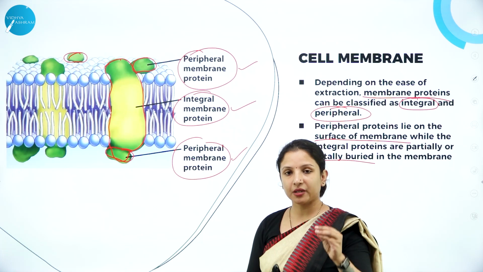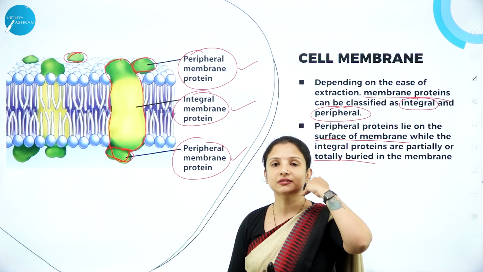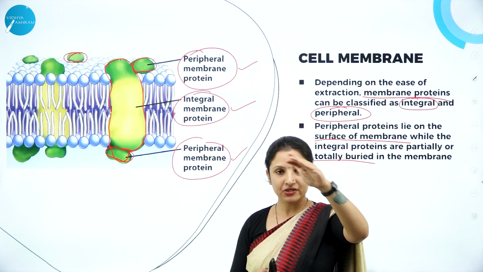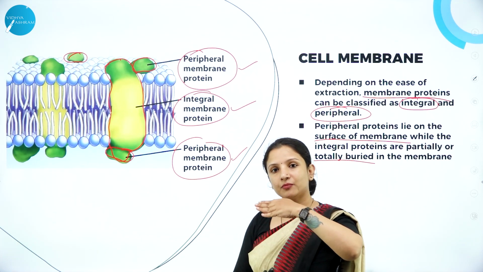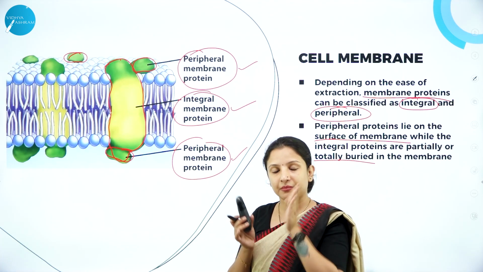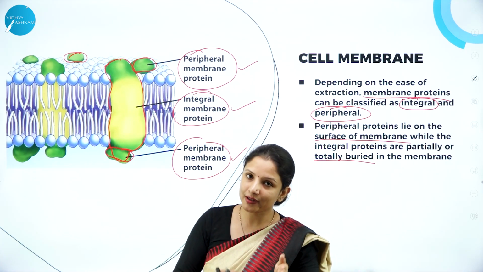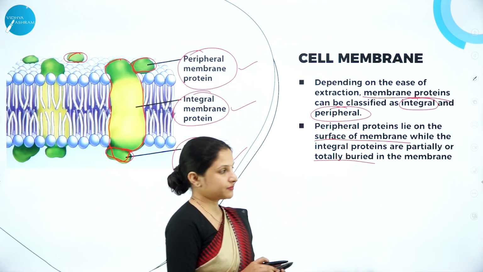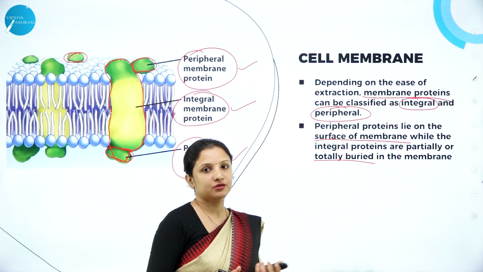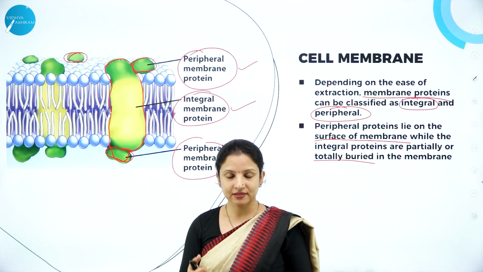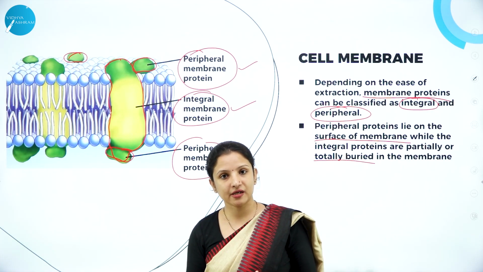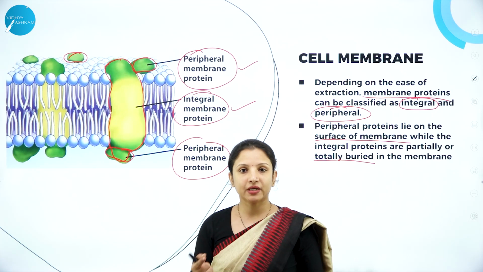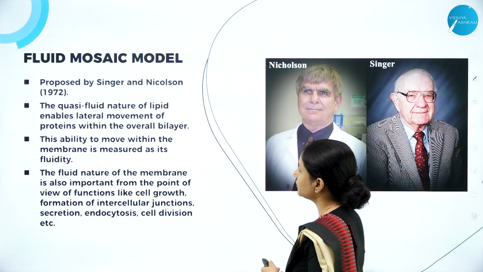Peripheral membrane proteins are always present towards the surface, on the edges, on the head of the lipid bilayer, whereas integral proteins are always embedded or buried totally or partially within the plasma membrane. So the cell membrane is made up of lipids, especially phospholipids, and proteins, which are integral proteins and peripheral proteins. So far we know about this.